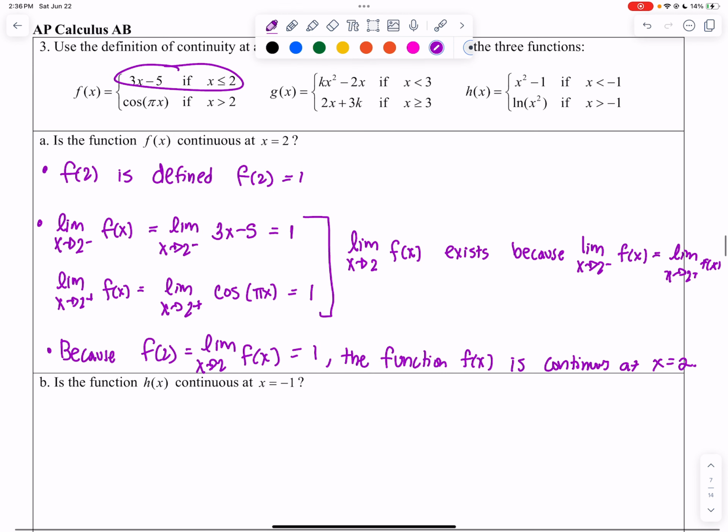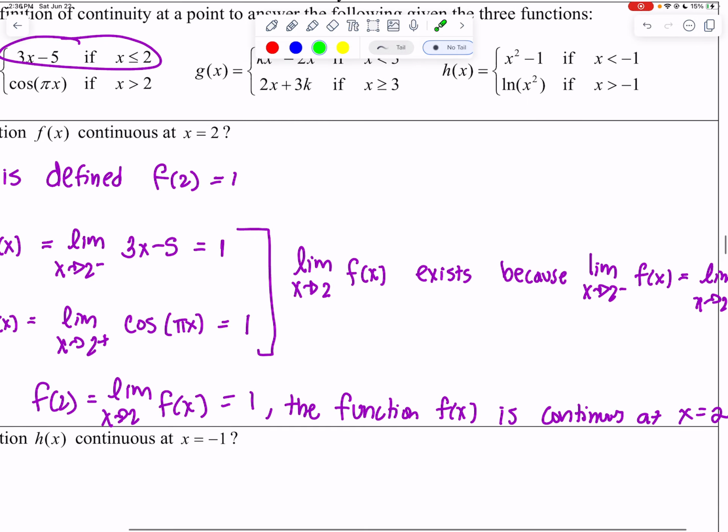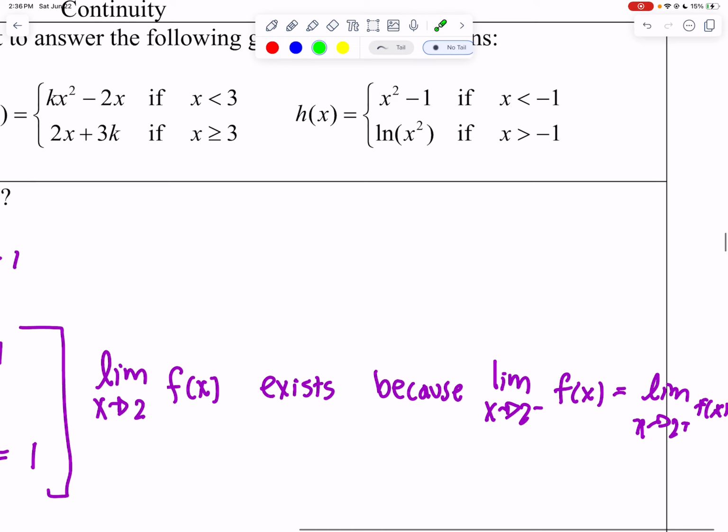Part B says, is the function h of x continuous at -1? Well, if I were to look at -1 right here, I want to see if it's defined at -1. -1 squared minus 1 is 0, and then ln of (-1) squared, or ln of 1, is also 0. You might think, it's defined, right? Plot twist, it's not. The reason is that I don't have a defined function at -1 right here, because this says x is less than -1, and this says x is greater than 1.